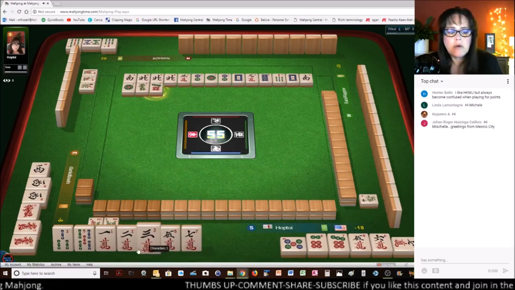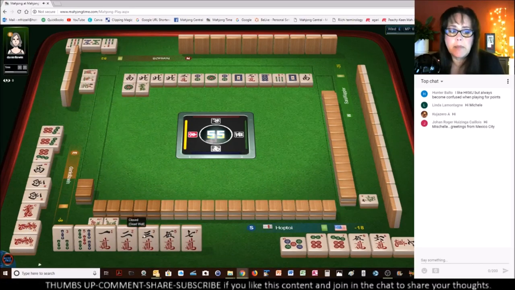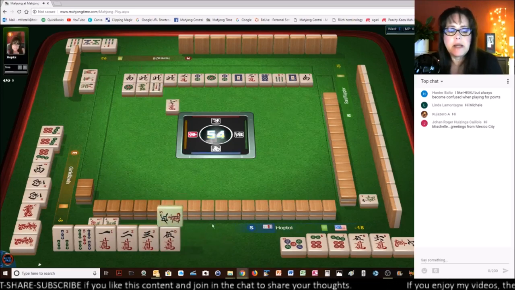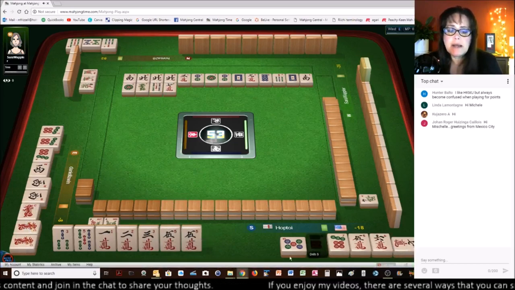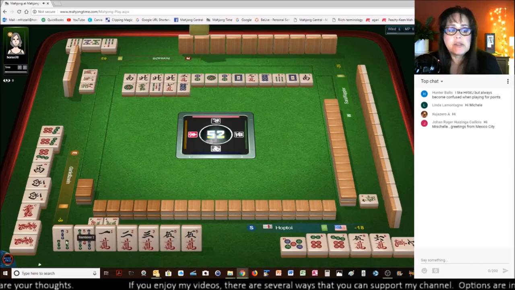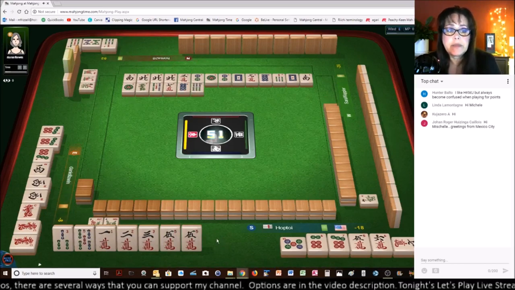Okay, so now we have a 1, 2, 3. We need one more chow and then we'll be waiting on a pair. Five crack. That could be the pair. Okay. So now we have a 5, 6, 7 in crack, a 5, 6, 7 dot, a pair of fives, and a 1, 2, 3. So we're ready to win on a 4 bam for this 3-5 waiting chow there. A 4 bam will give us an all chow hand.